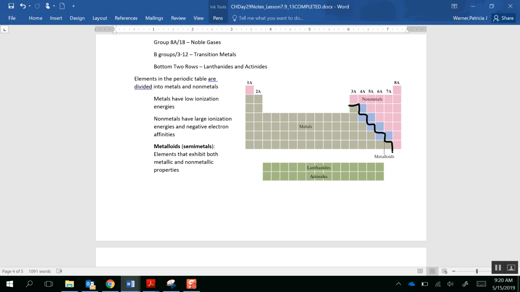Your metals are on the left of the periodic table, with the exception of hydrogen. Hydrogen is a nonmetal, but it hangs out in the alkali group. And then there are a lot of metals on the periodic table, including your lanthanides and actinides.